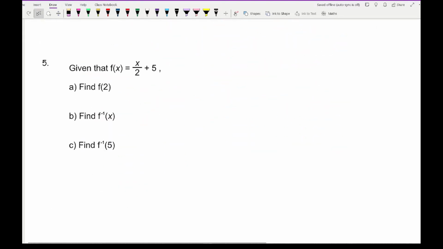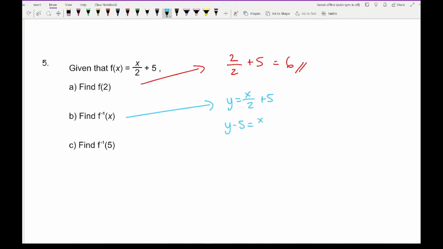Moving on to question 5, it says given that f of x equals x over 2 plus 5, find f of 2. So it's going to be 2 over 2 plus 5, which is 1 plus 5, which is 6. Then for B, we've got y equals x over 2 plus 5. So I take the 5 over, and then multiply everything by 2, so end up with 2y minus 10 equals x. So the inverse function of x is going to be 2x minus 10.